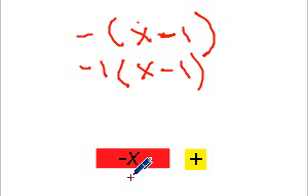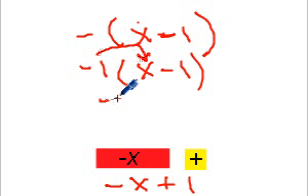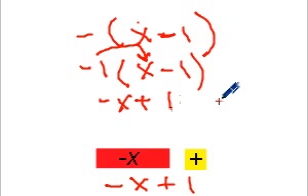So let me just write that down. Negative x plus 1. And if I look at it the other way, I've got negative 1 times x, which is negative x. And I've got negative 1 times negative 1, which is a positive 1. So whichever way I do it, I come up with the same result, whether I'm just using my distributing principle here or if I'm modeling it with the algebra tiles.